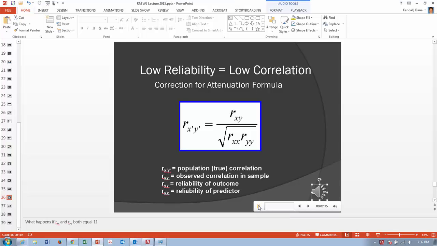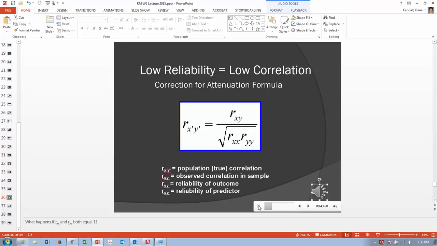The measurement precision of a predictor and an outcome is a necessary but insufficient condition for those two variables to covary with one another. And that is evidenced by the formula given here. This is the correction for attenuation formula, and it basically says that whenever our reliability is less than 1, that means we're going to observe a correlation that's smaller than what could be observed in the population if we had perfect measurement. So what we're getting is an underestimate of the relationship between x and y when our reliability for those variables is less than 1.